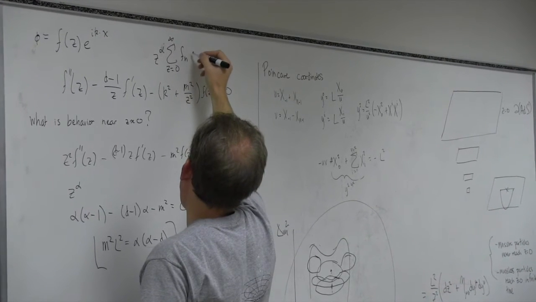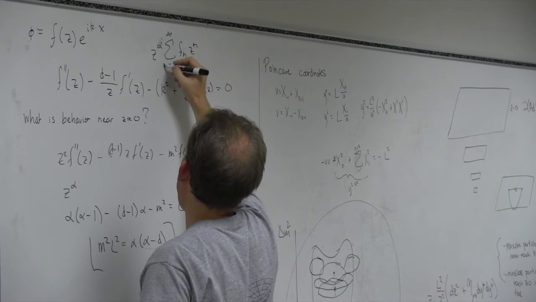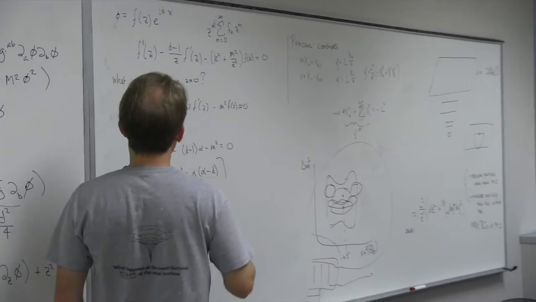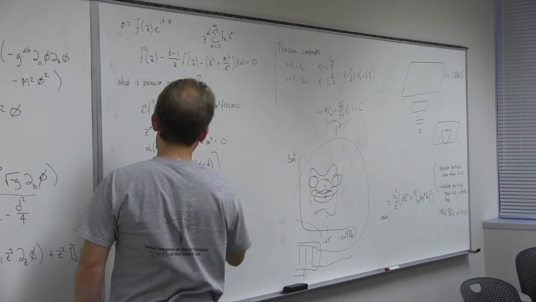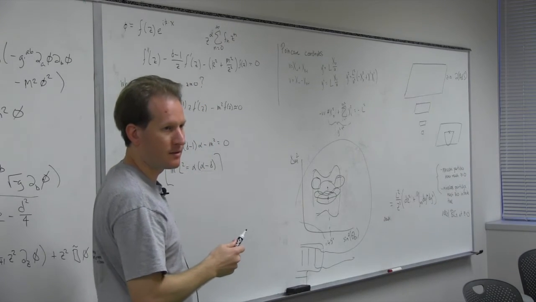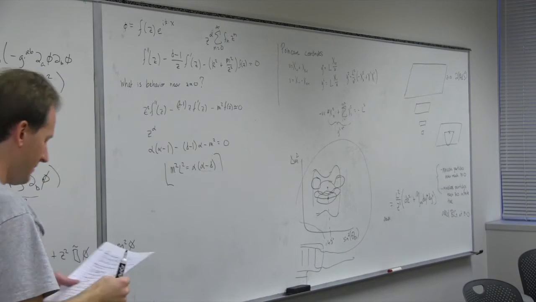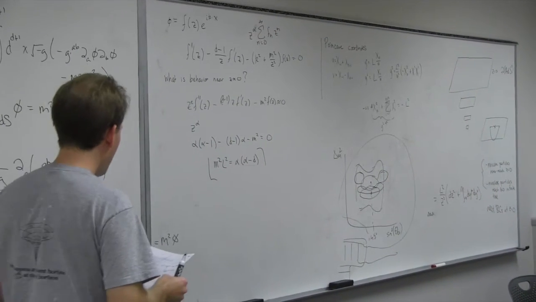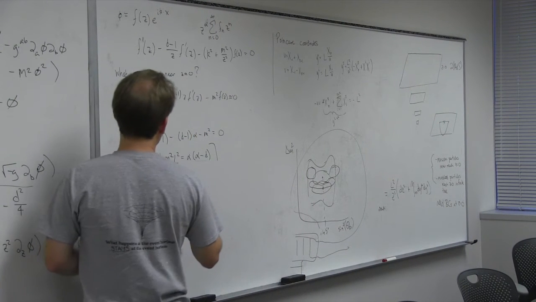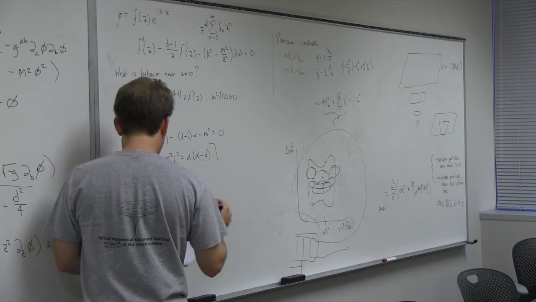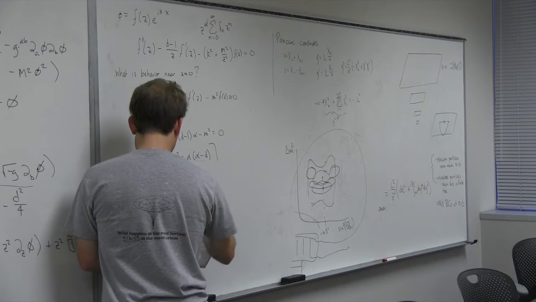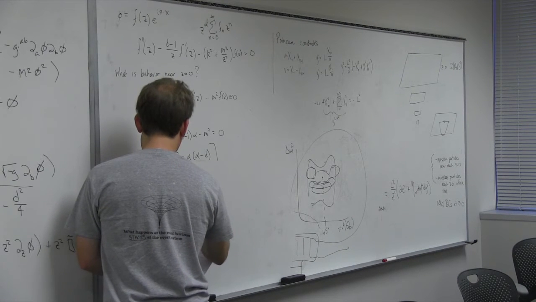That should be n. So this is the Frobenius method. And now I'm looking for this power alpha. So then I solve this equation. Right, so this will be an important equation, and also solving for alpha in terms of the mass. There's obviously two solutions.